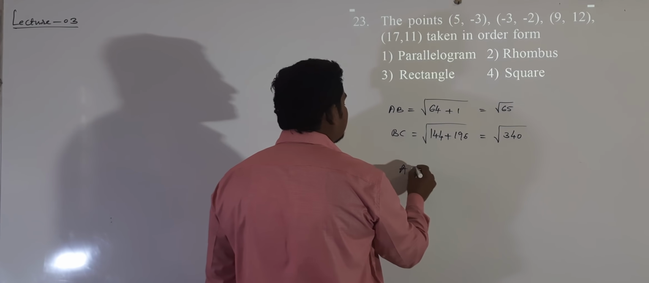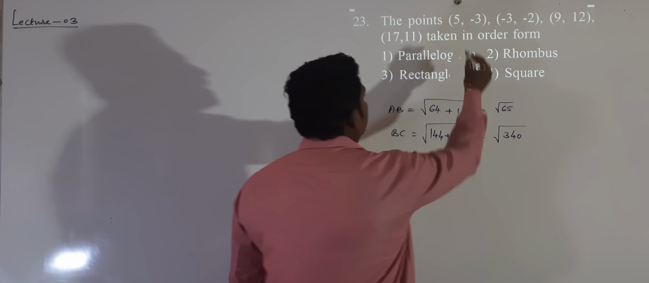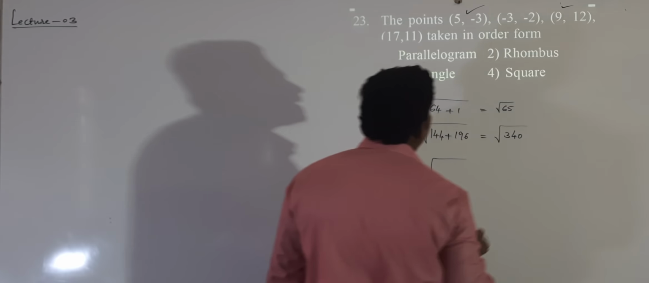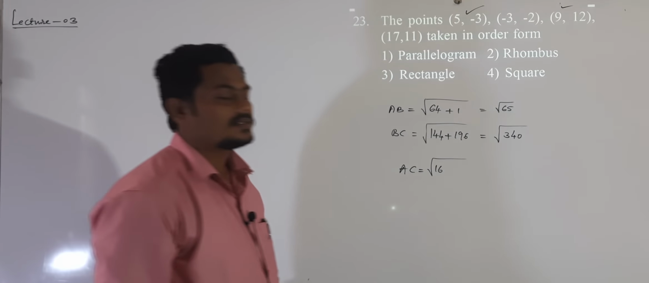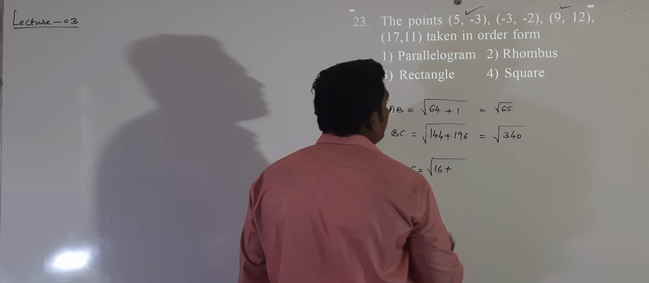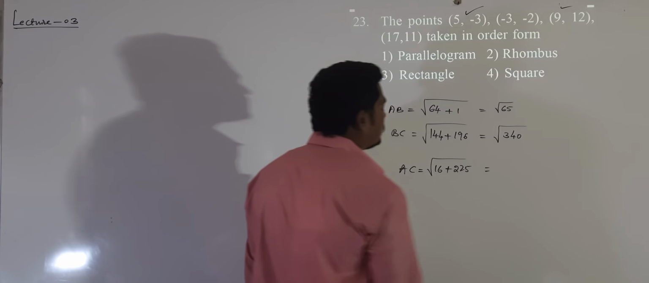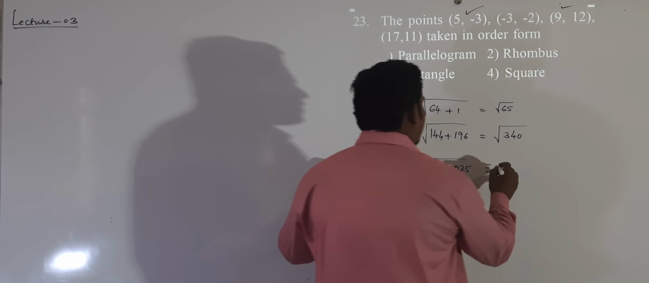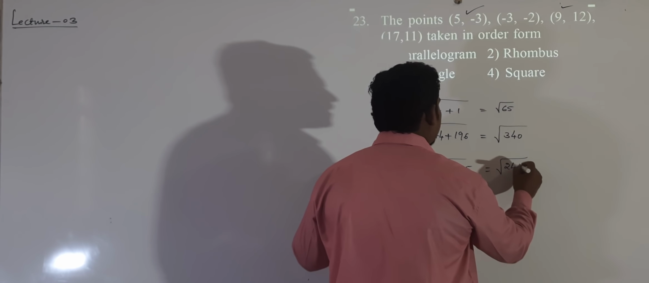Just find diagonal AC. AC is equal to square root of: A, this is C, 9 minus 5 that is 16, 9 minus 5 whole square is 16, 12 plus, that is 15, 225. That's equal to square root of 241.